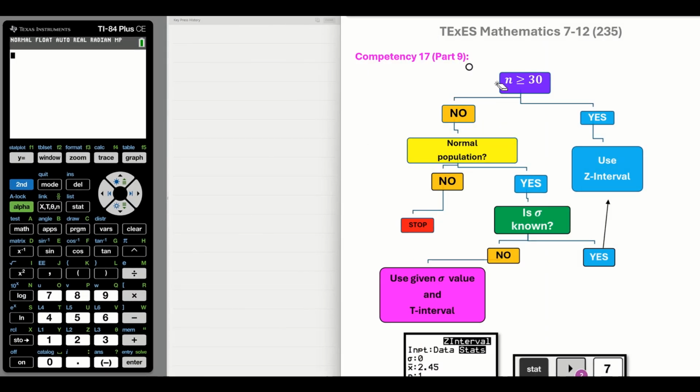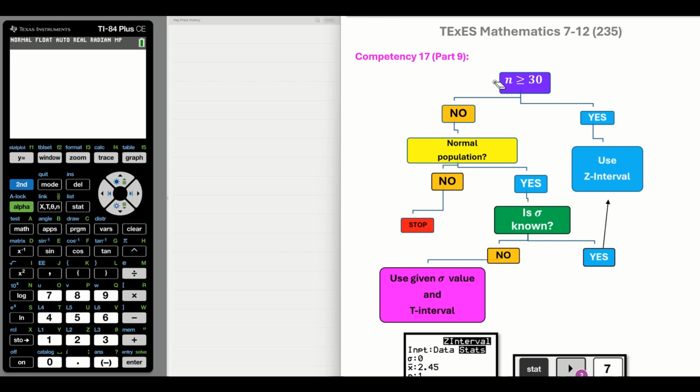Before we begin, we need to discuss the difference between using a z-interval and a t-interval. The big difference is the sample size. We need the sample size to be greater than 30 if we want to use a z-test. So let's say we have a sample size of 16. Then no, we have a small sample size.